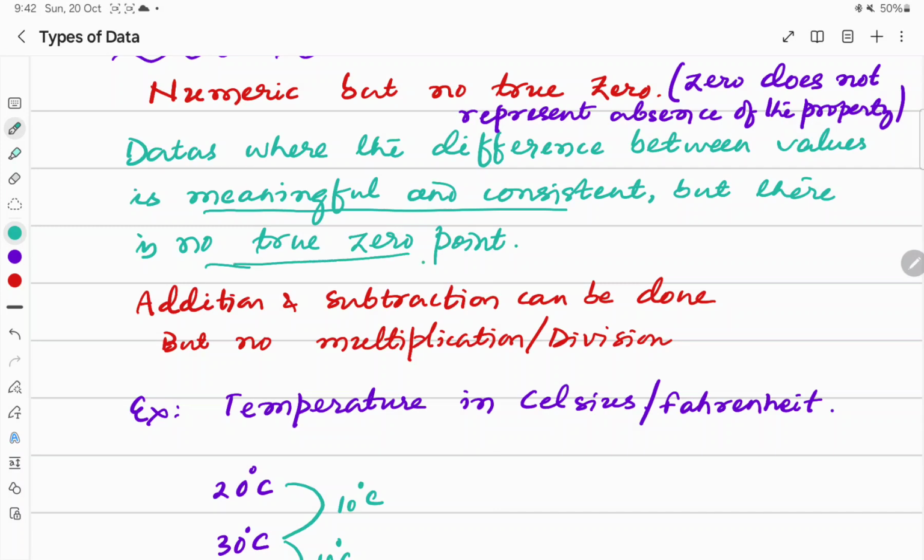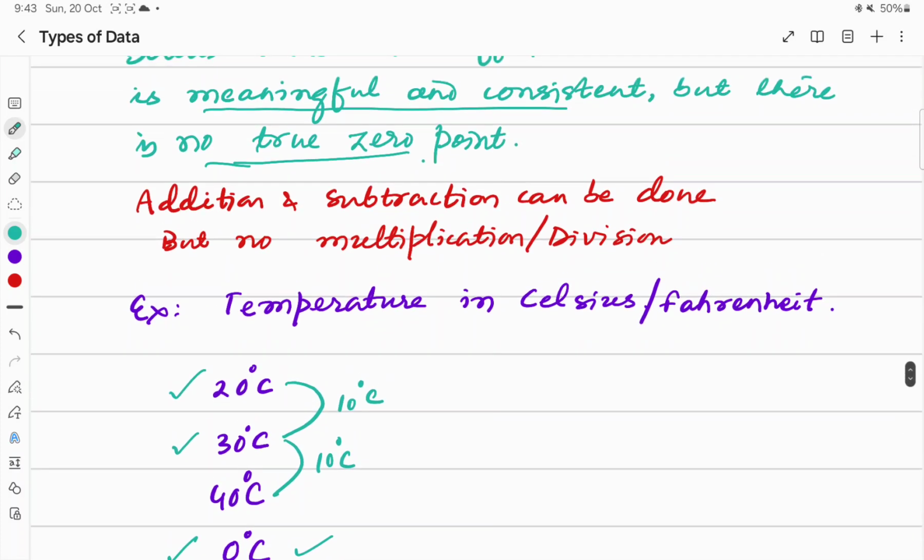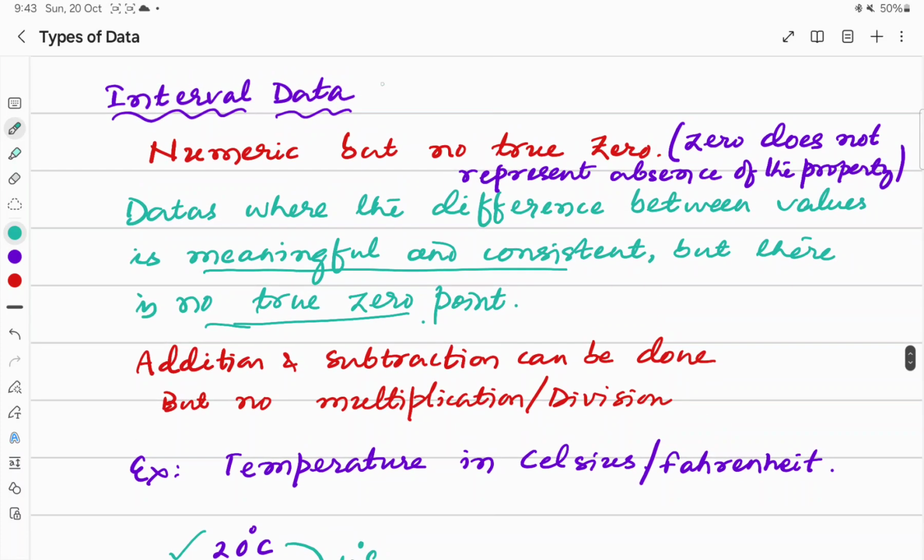So suppose in a data there is 0 also, 0 degree Celsius. 0 degree Celsius does not mean that there is no temperature. There is a temperature, and that temperature is 0 degree Celsius. Suppose in one day there is temperature of 20 degrees Celsius, in another day 30 degrees Celsius, in another day 0 degrees Celsius. So 0 degrees Celsius is also a temperature. We cannot say that there is no temperature. So this type of data is called interval data, numeric but no true 0.